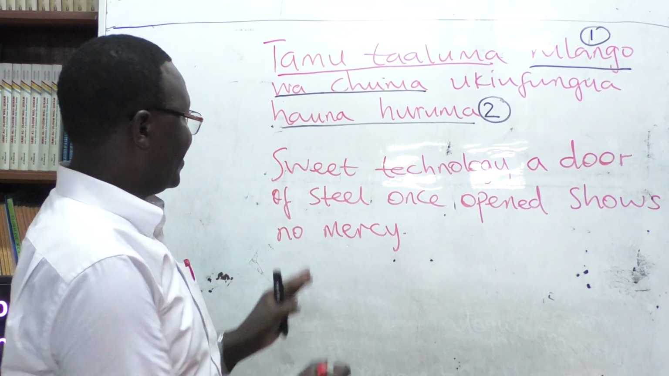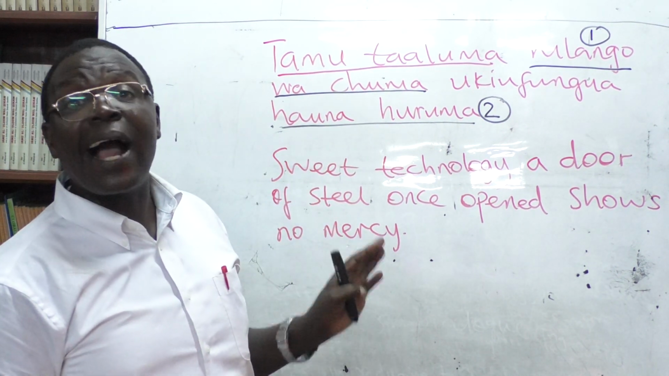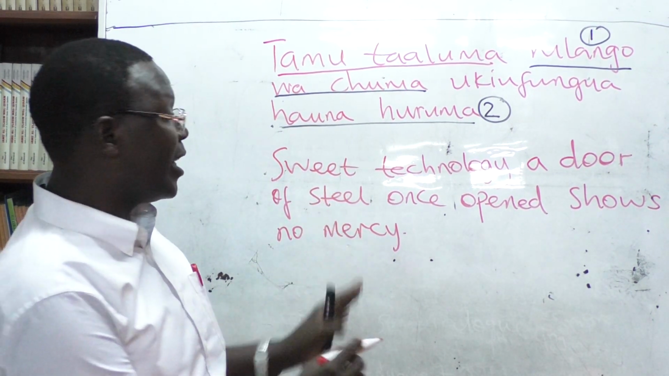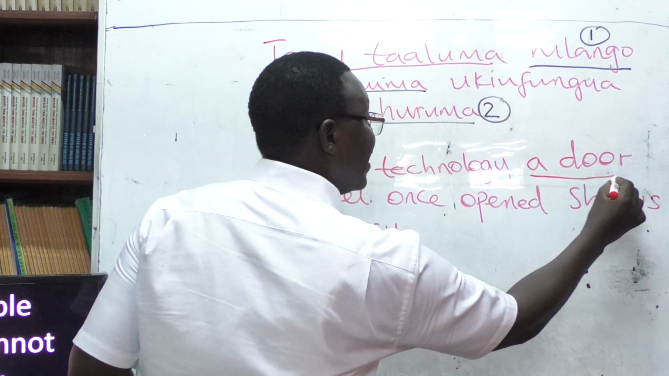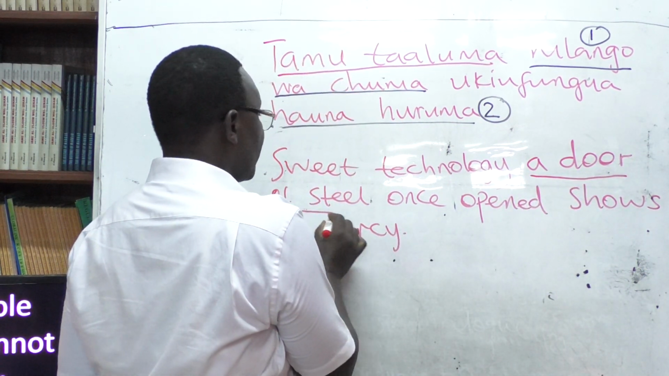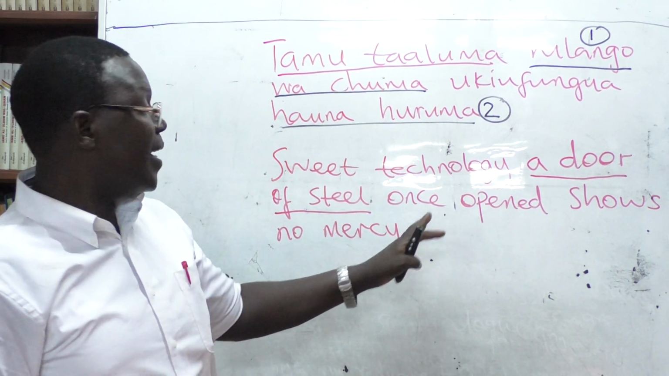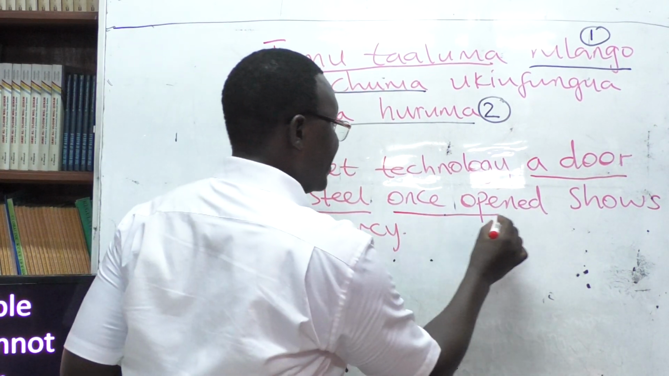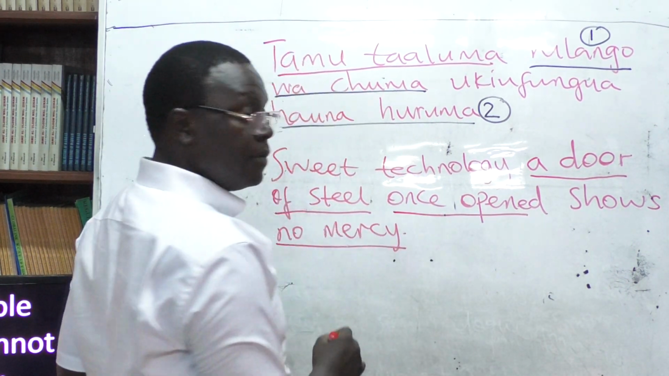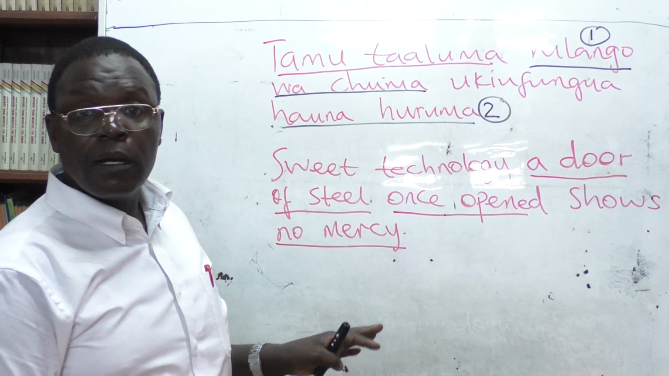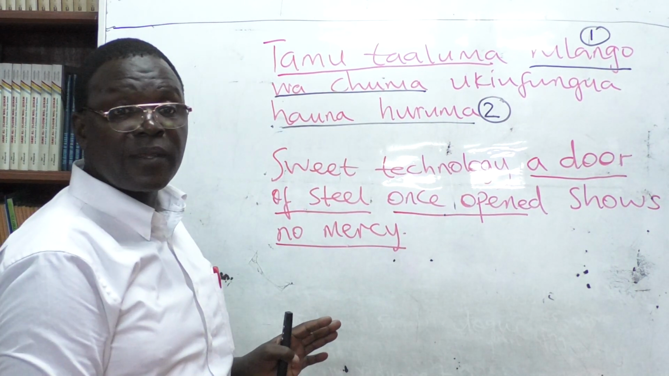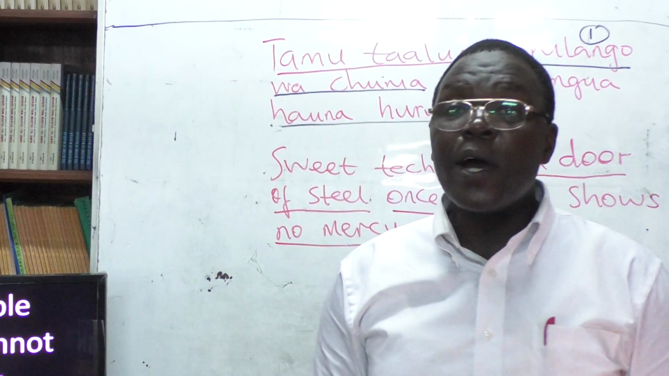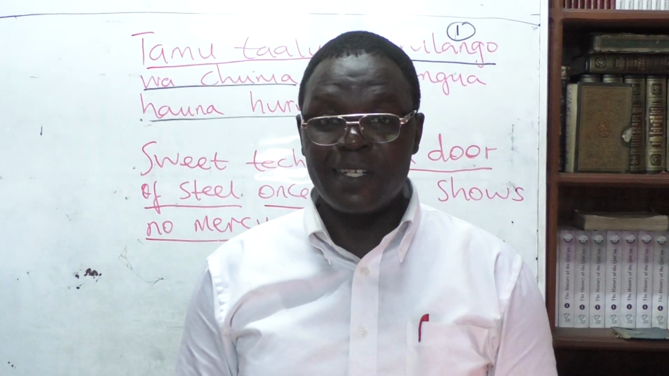That is the translation. Up to here, we have not uncovered the meaning of this riddle. I only want to show you that the author of this riddle is talking about a door of steel. Once opened, no mercy. This is a figure of speech. It needs a further description. You need to uncover what the riddle is talking about.